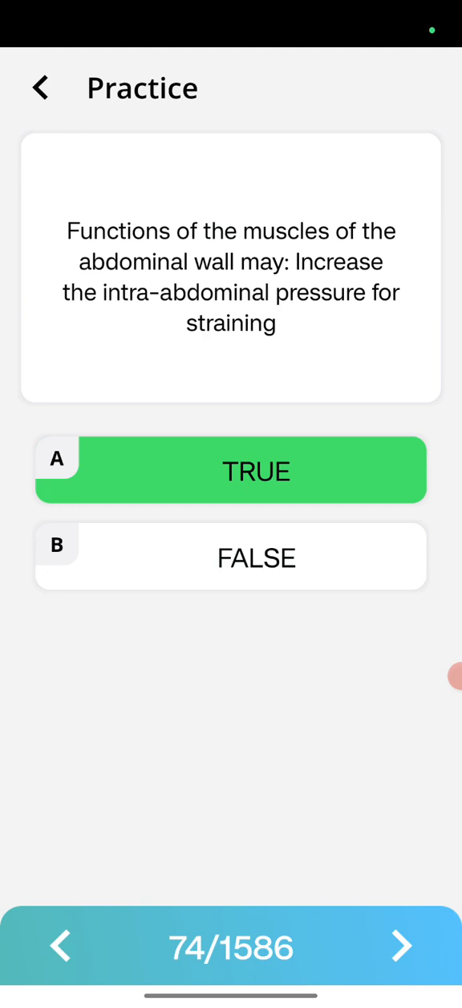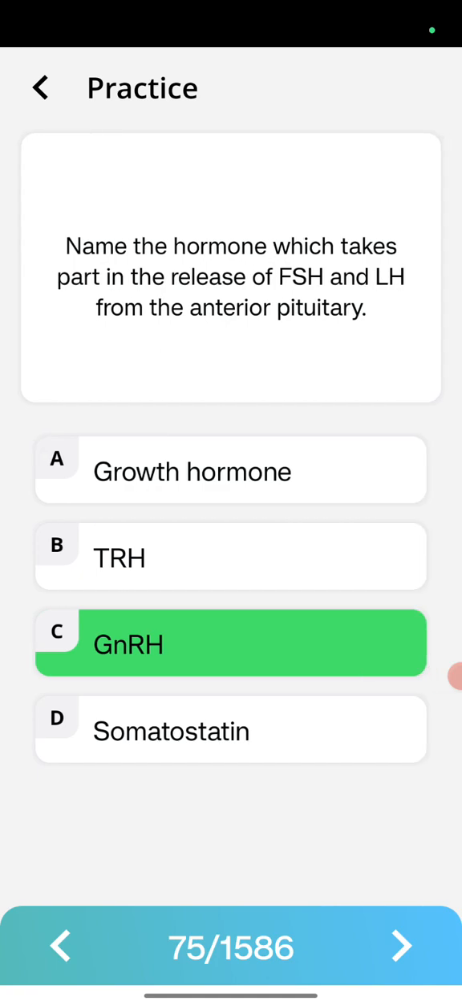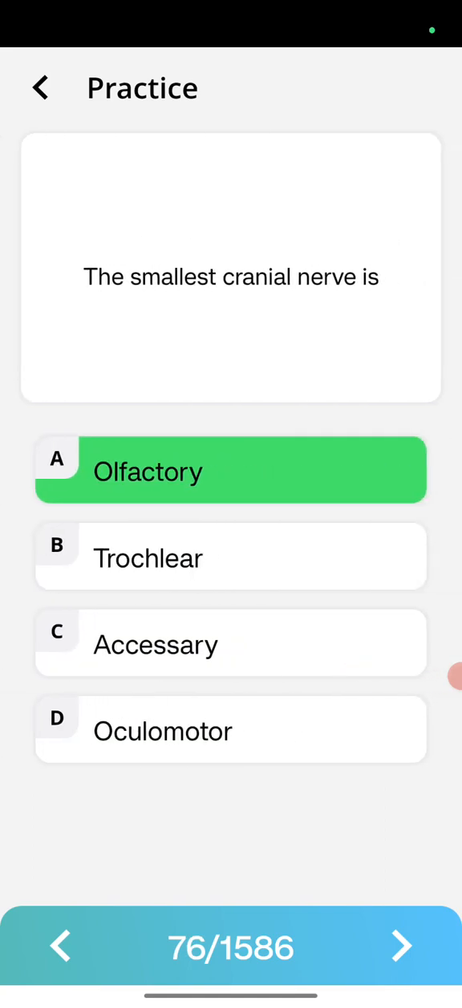Functions of the muscles of the abdominal wall: they may increase the intra-abdominal pressure for straining. True. Name of the hormone which takes part in the release of follicle stimulating hormone and luteinizing hormone from the anterior pituitary gland. GnRH. The smallest cranial nerve is olfactory.